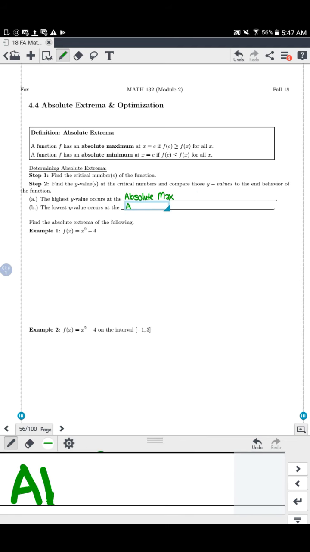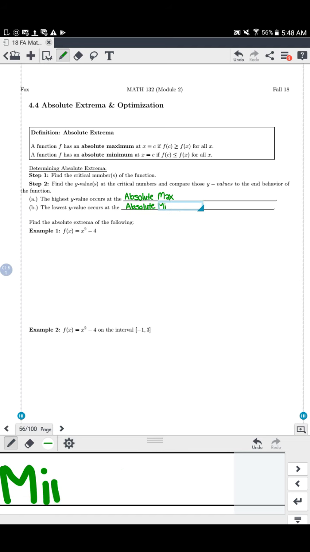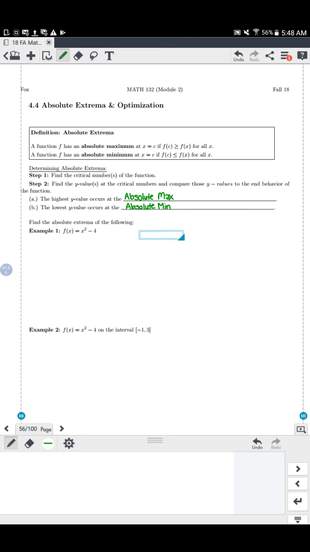So that's why every time we've labeled extrema so far, I always put a relative before it, because it's not just a max, it's a relative max. But now we also have absolute max. So we always want to specify what we're talking about, relative or absolute.